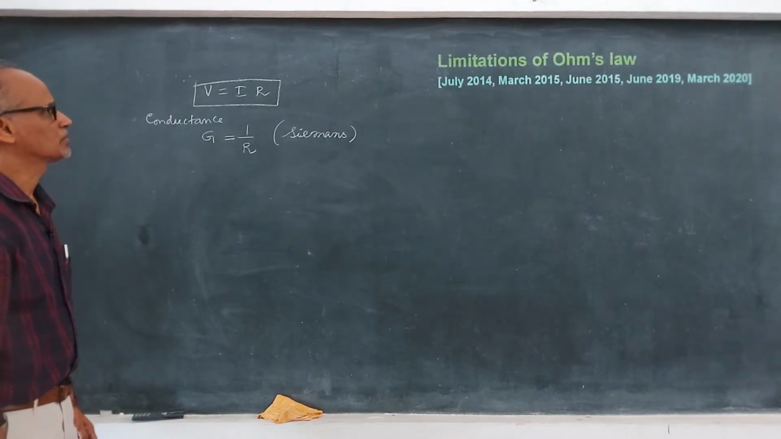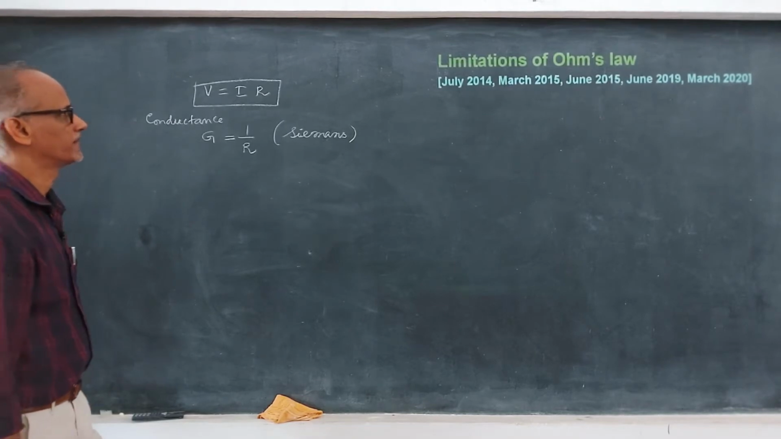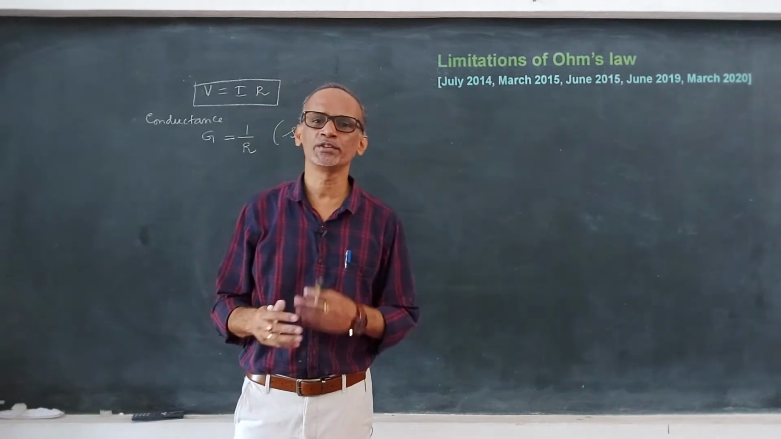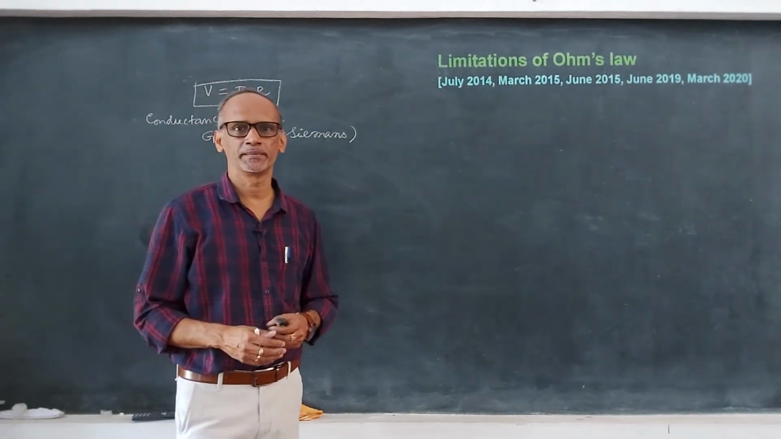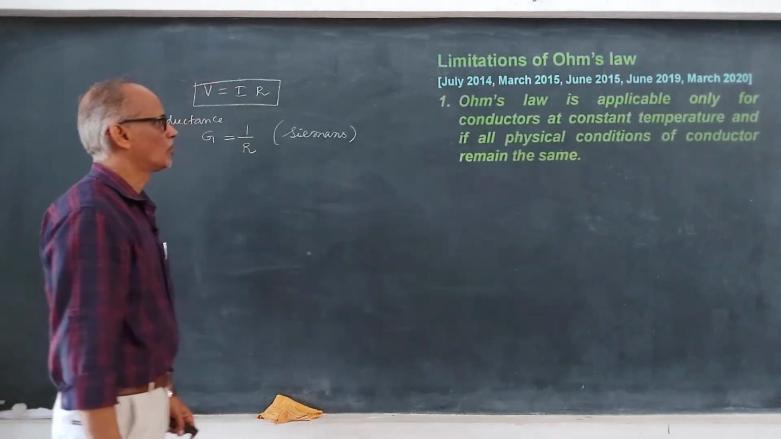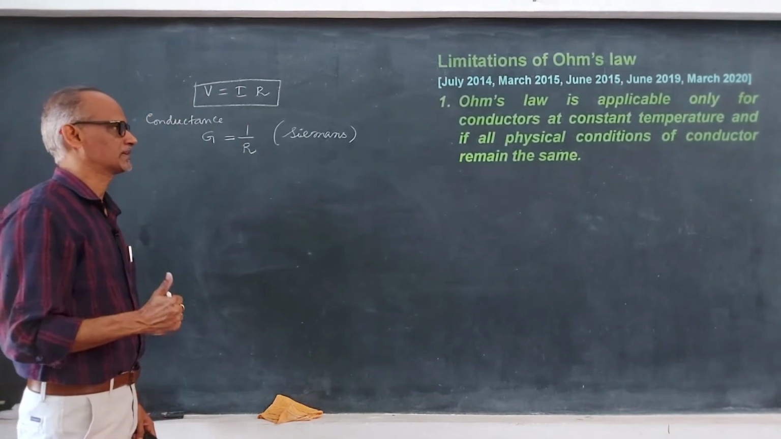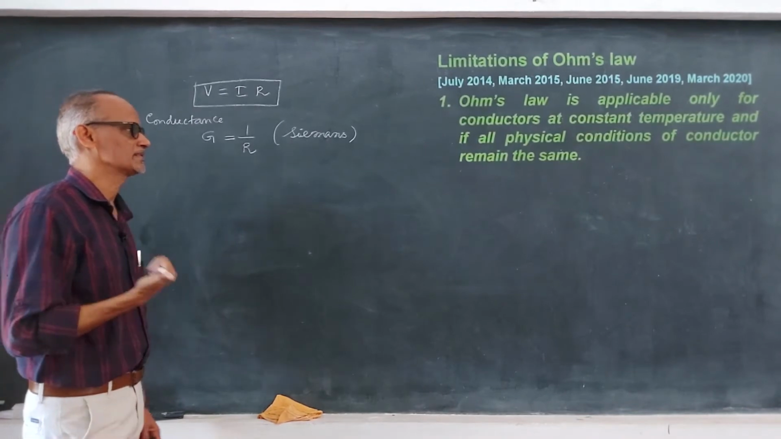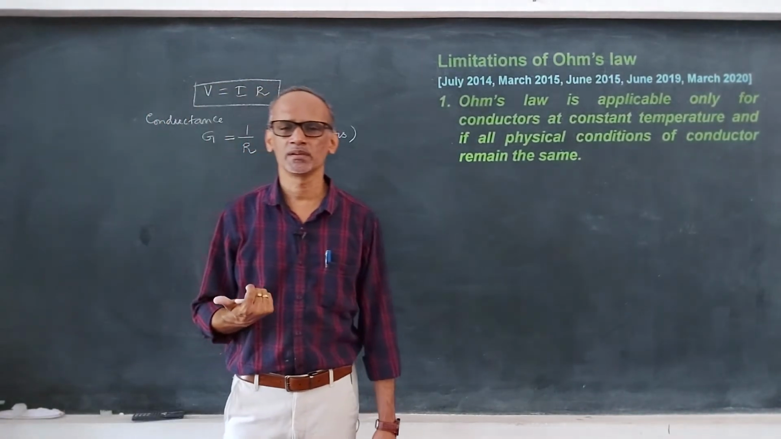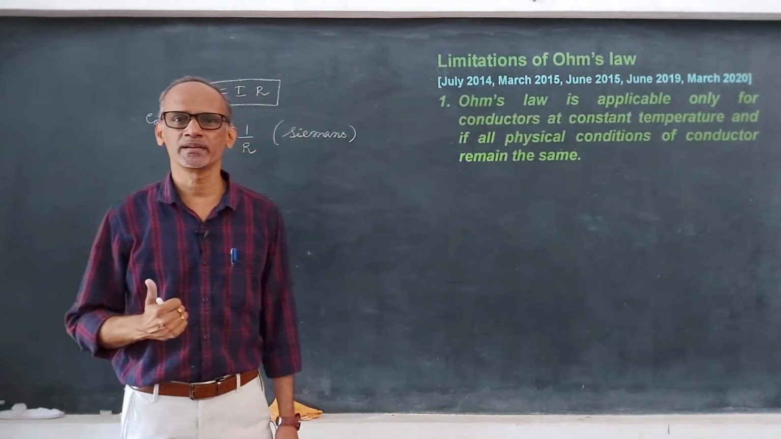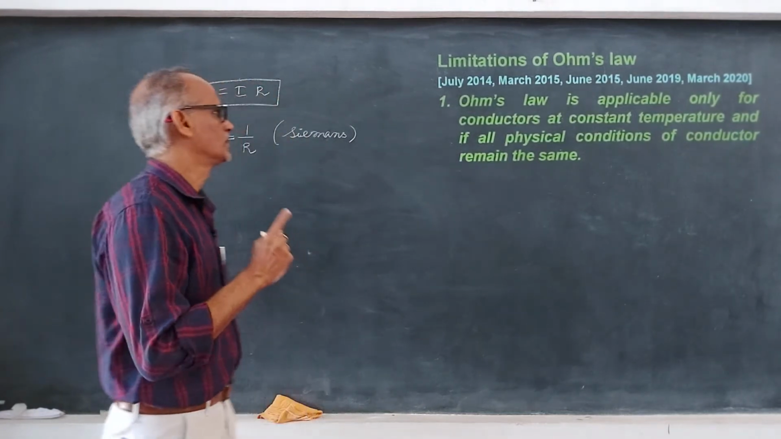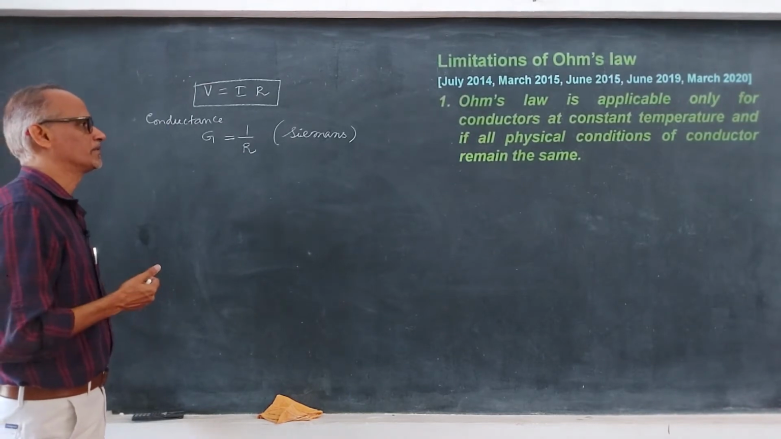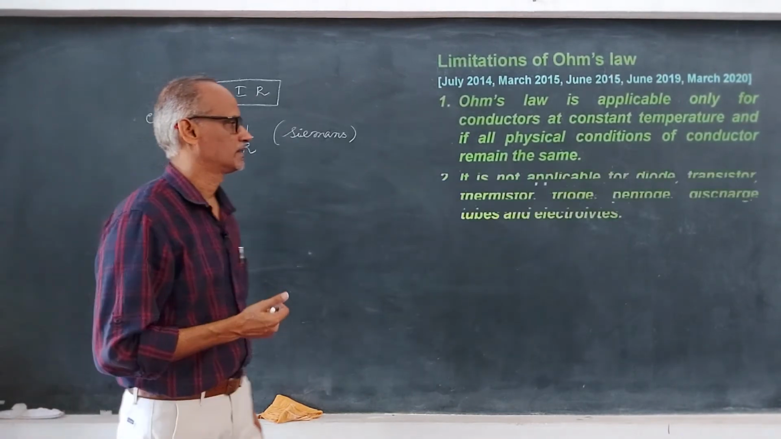Now, what are the limitations of Ohm's law? This question has appeared 5 times in the examination. What are the limitations or the conditions under which Ohm's law is valid? Limitation number 1: Ohm's law is applicable only for conductors at constant temperature and if all physical conditions of the conductor remain the same. That is the condition based on which we state Ohm's law.